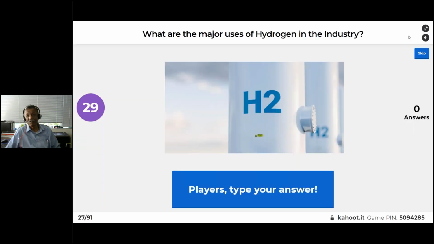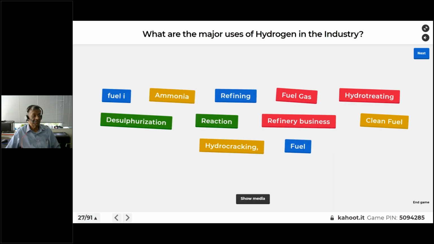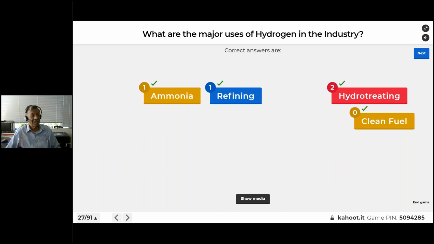Let's talk about the hydrogen. What are the major uses of hydrogen in the industry? One major use we already talked about, and that is ammonia. We have already talked about ammonia, but the second major use is in the refining industry, where we use it for hydrotreating.